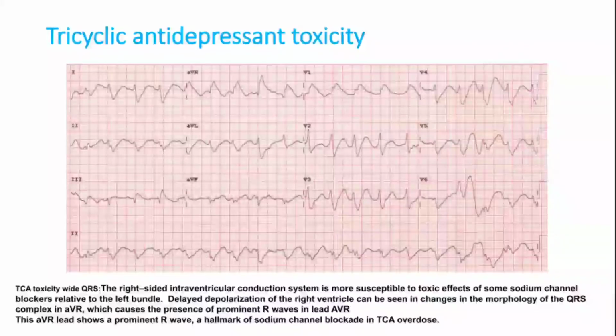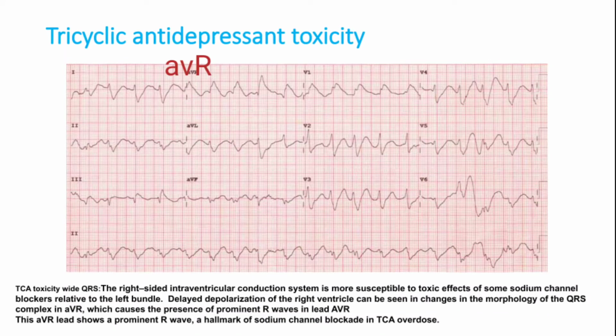Most of the time when you are reading an ECG, we don't look at aVR because most of the complexes in aVR are negative. P wave is negative, QRS complex is negative, T wave is negative, everything is negative. But in tricyclic antidepressant toxicity, aVR is very, very important. You can see here in this ECG, look at the aVR. The right-sided intraventricular conduction system is more susceptible to toxic effects of these sodium channel blockers, including these tricyclic antidepressants. Delayed repolarization of the right ventricle can be seen in changes in the morphology of the QRS complex in aVR.